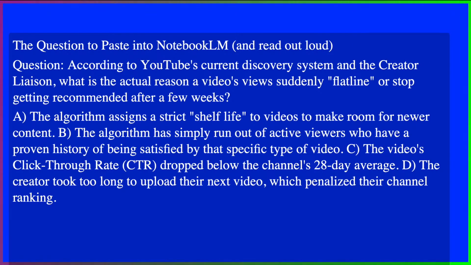Is it A, the algorithm assigns a strict shelf life to videos that make room for newer content? B, the algorithm has simply run out of active viewers who have proven history of being satisfied by that type of video? C, the video's click-through rate dropped below the channel's 28-day average? Or D, the creator took too long to upload their next video, which penalized their channel?